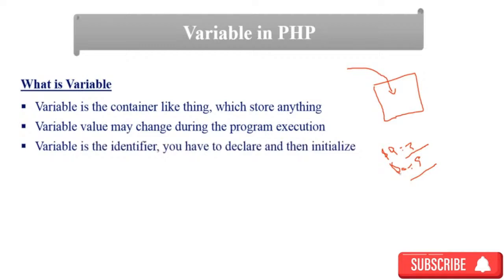A variable is an identifier. You have to declare and then initialize. Declare means selecting the name of the variable, writing the name of the variable, and getting space from memory. Initialize means providing a value to the variable. You can see that this is a declaration and 3 is provided to variable a. This is an initialization.